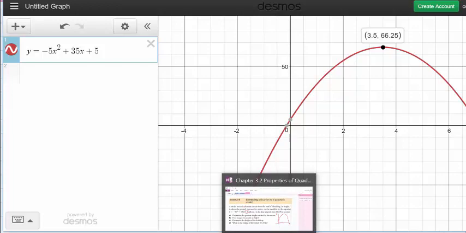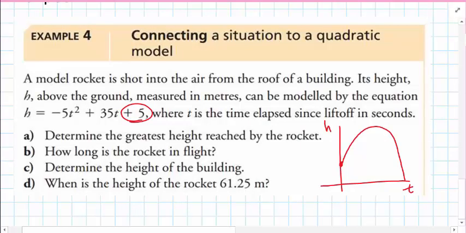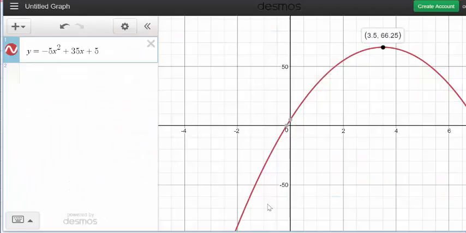So let's go back. What's the answer? Determine the greatest height reached by the rocket. What was it? 66.25. There you go. Remember, the first number is your time. The second number is your height.